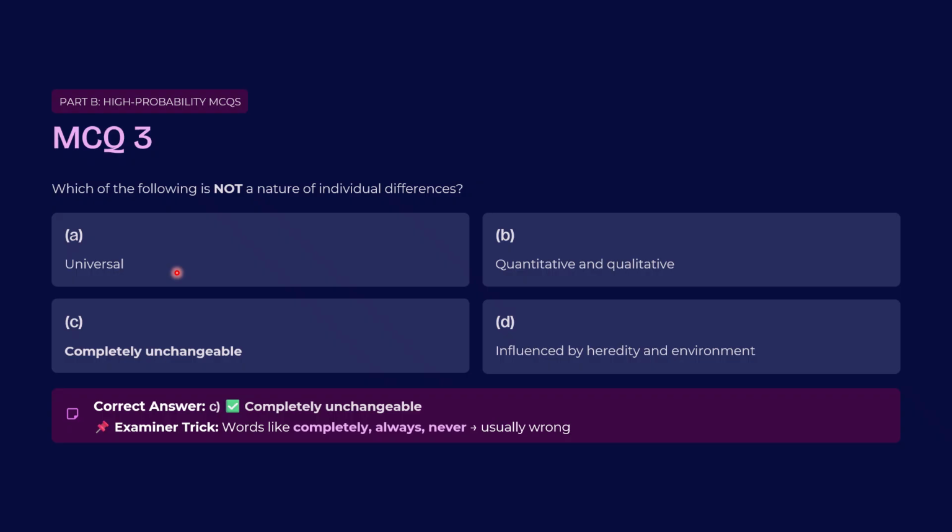Next is quantitative and qualitative. This is also correct. Some differences can be measured, like intelligence or achievement. Others are qualitative, such as personality, interest, and attitude. Next is influenced by heredity and environment. This is also correct. A learner's development depends on the combined influence of inherited traits and environmental factors.